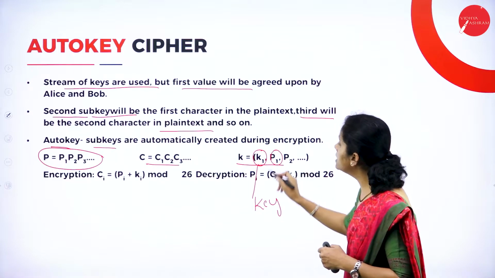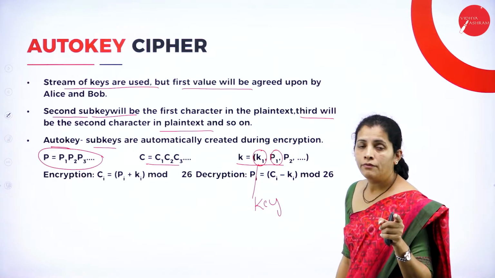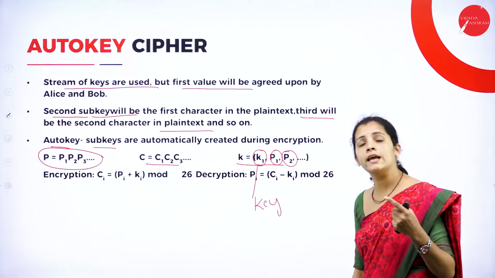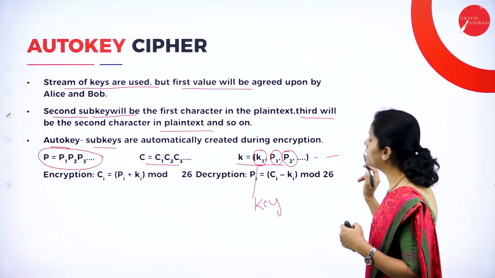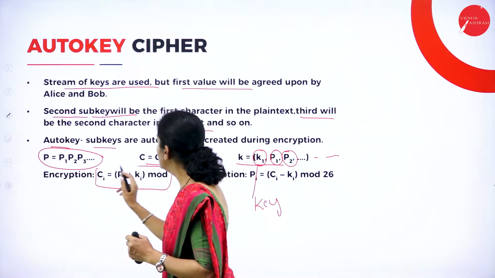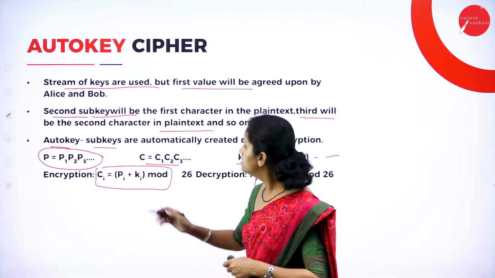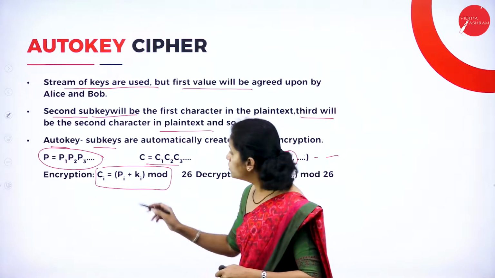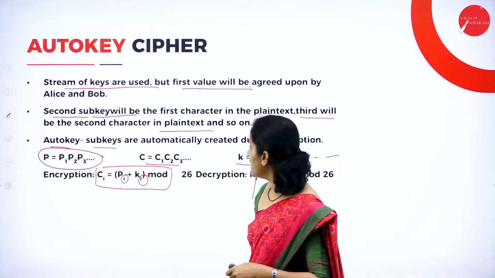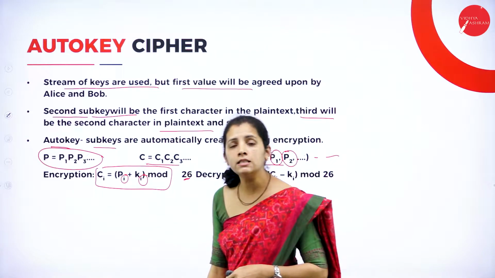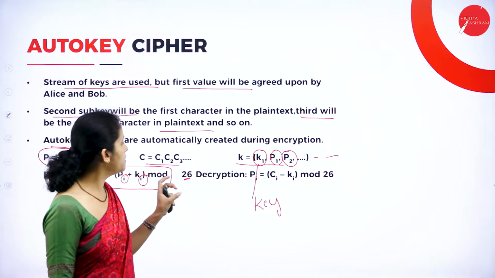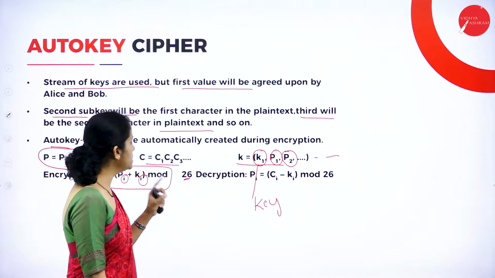And the next key is nothing but the first plain text position, and the second key is nothing but the second plain text position, and it is going to continue. Now to encrypt, here I'm going to have the formula, that is plain text plus key. So it is plain text of i plus key of i, mod 26. So what is this 26? That is nothing but the alphabet range. That means the total number of alphabets we are going to have here is 26.